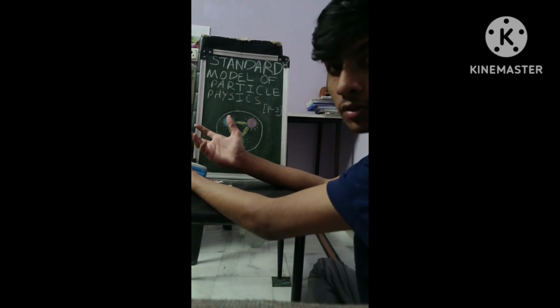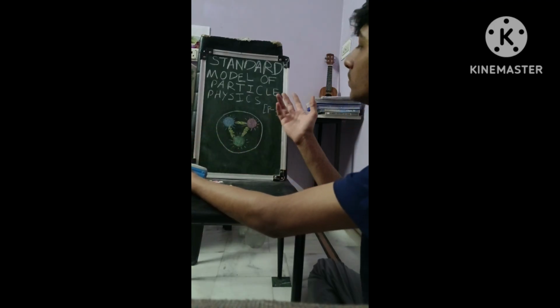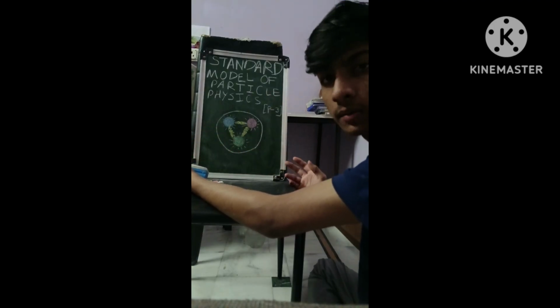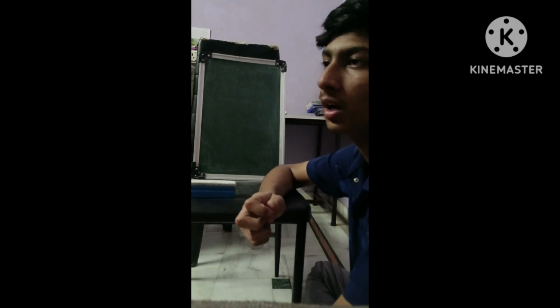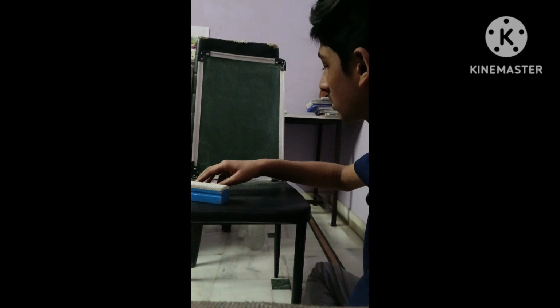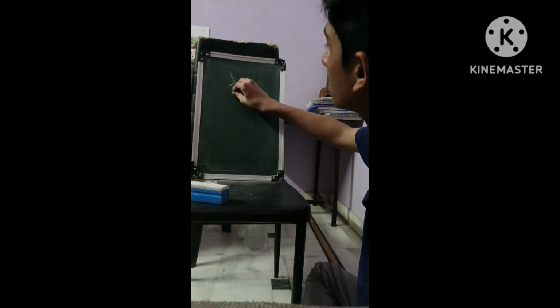Since the last two videos, we've been talking about the standard model, and today too we'll continue its third part. Today we are going to talk about leptons and many other things. First, leptons. What are leptons? Leptons are those elementary particles which have half integer spin. Half integer spin in the sense their spin is half.